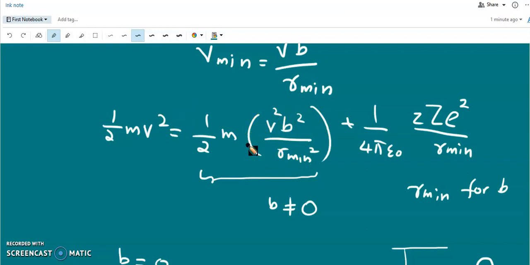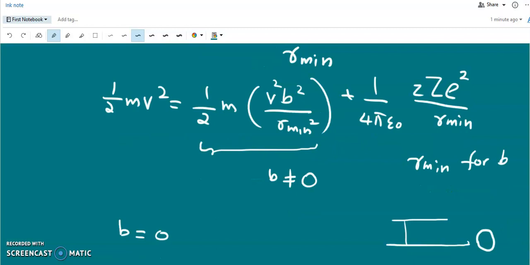So that means the projectile would lose all its kinetic energy, and all the kinetic energy is converted into potential energy. So in this case the projectile will approach closer to the nucleus.